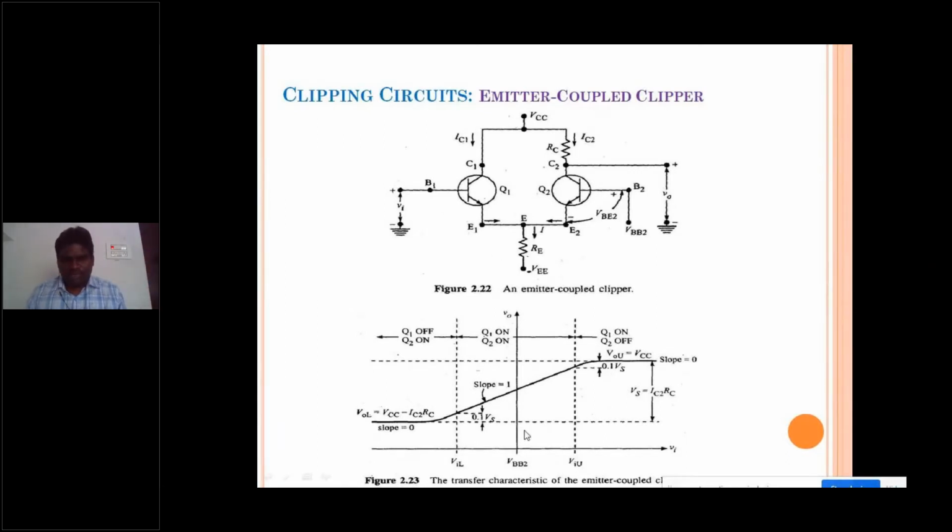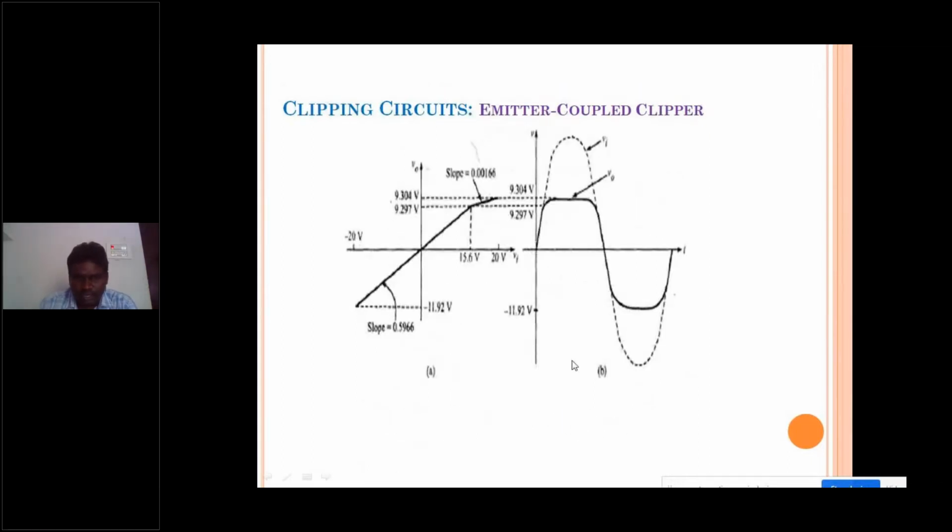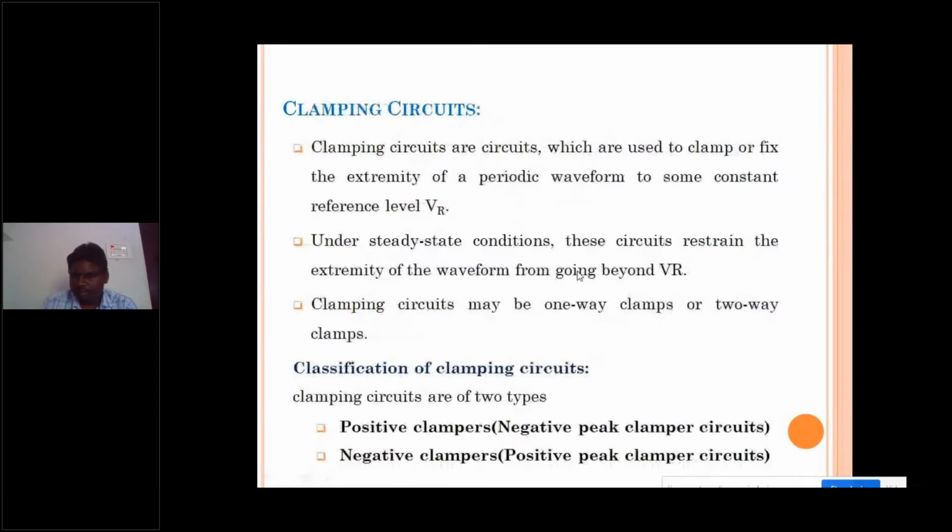That is simply at this location, where the slope is equal to 1 in the transfer characteristics. Look at this transfer characteristics, VIL and VIU. In between these two, the input signal gets transmitted in this emitter coupled circuit, and in the remaining portions the wave gets clipped off. Below this it is clipped off, above this it is clipped off. In between, the wave gets transmitted. How the wave gets transmitted is shown here. So this is about the emitter coupled clipper.